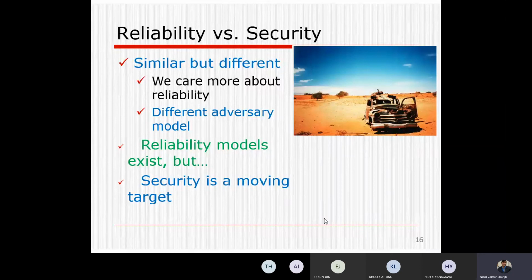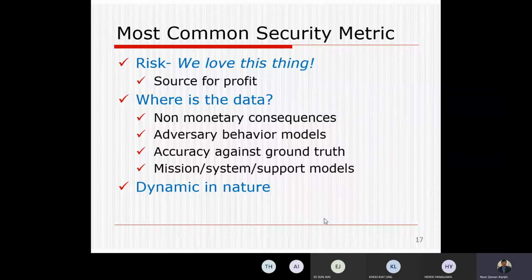So security is actually a hard target. Security is a moving target. Security is an important target. Reliability is essential for software to be working, but security is highly essential. If security is not there, then maybe our process will be stopped completely.